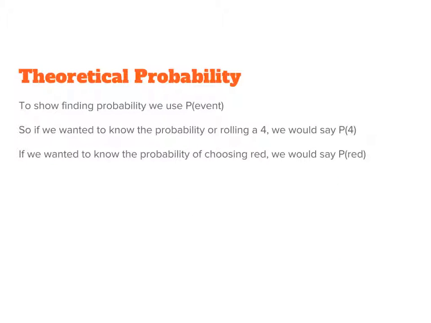To show finding probability, we use P of and then event. So we're going to use that quite a bit. So if we want to know the probability of rolling a 4 on a die, we would say P of 4. If we wanted to know the probability of choosing red, we would say P of red. So that P stands for probability. So what's the probability of a 4 happening, or what's the probability of red happening?